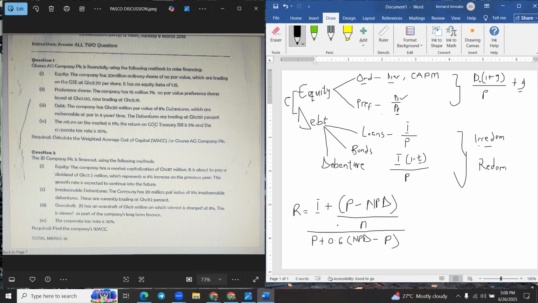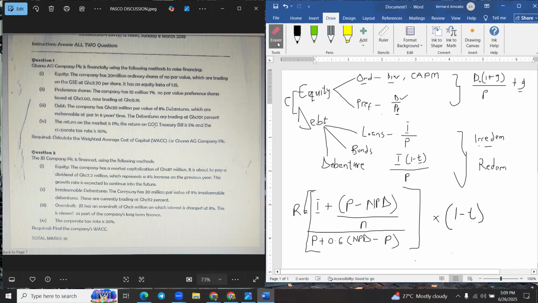Okay, so this is for redeemable. Now, once you are done solving this, when there is an introduction of tax, your final answer must be multiplied by 1 minus the tax rate. Since we are going to solve these questions together, we will see how to apply it and what formula to use going forward.